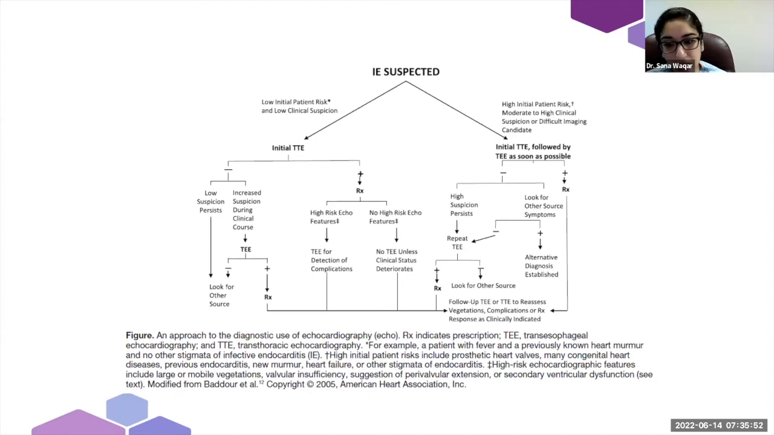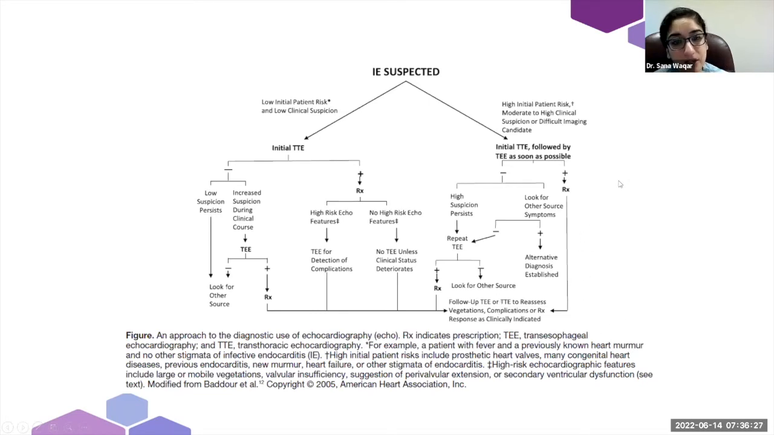Now, compare that with our patient. Our patient had risk factors for having bacteremia, had no other obvious source of bacteremia, and then he had very persistent high-grade bacteremia. So the initial TTE was negative, but high suspicion persisted just because he was so persistently bacteremic. So we did a TEE, and the TEE was positive. So we kind of went that way.